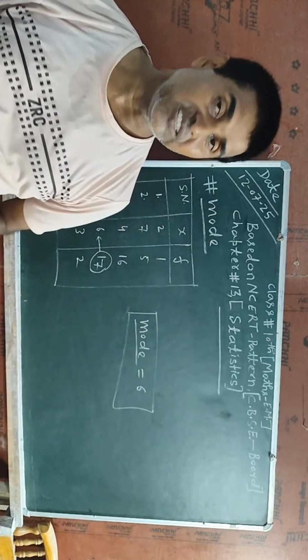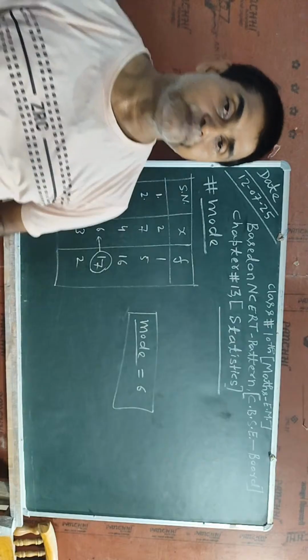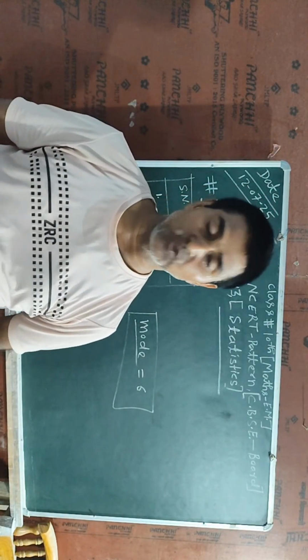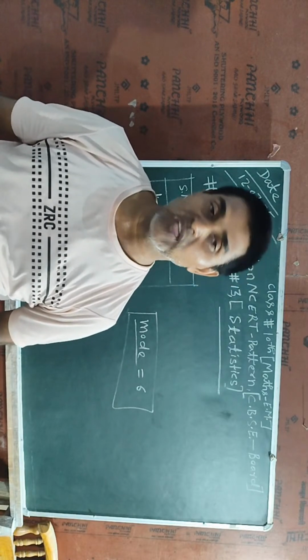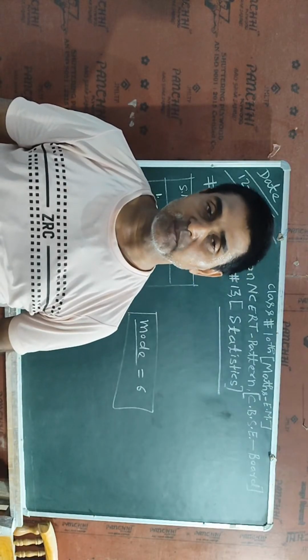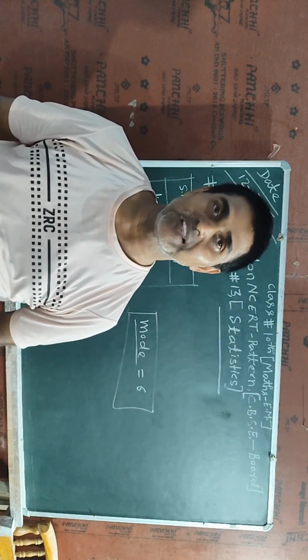Because in the case of median I will explain three concepts on the basis of ungrouped data and two concepts I will also explain on the basis of grouped data. There will be five concepts, so all five concepts I will explain in detail.